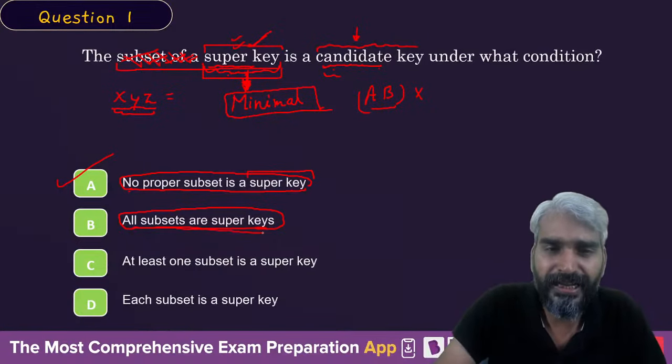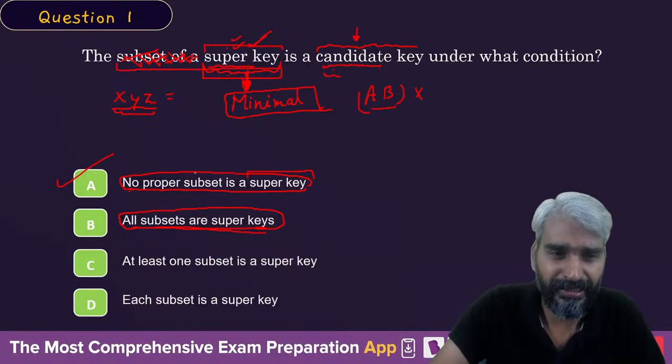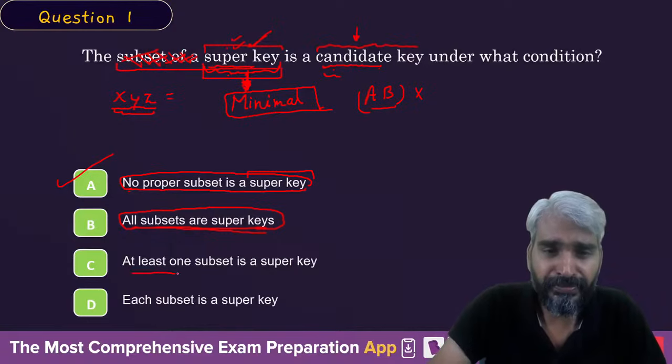If all subsets are super keys, then the super key will just be a super key, it will not be a candidate key. At least one subset is a super key.